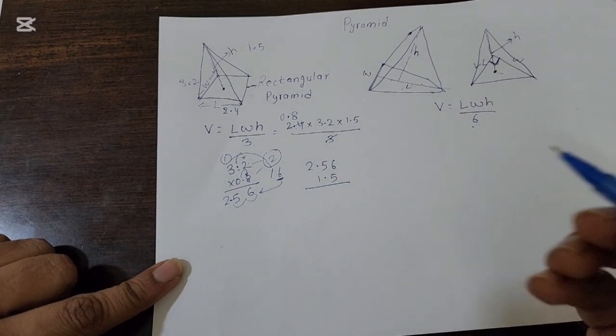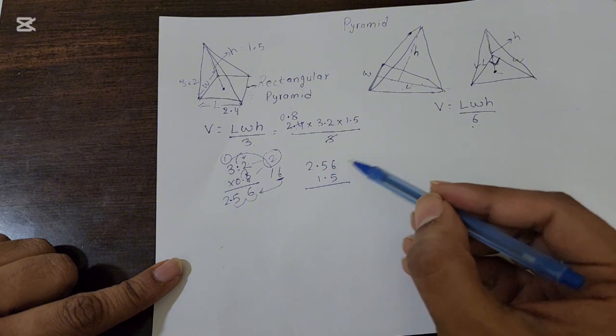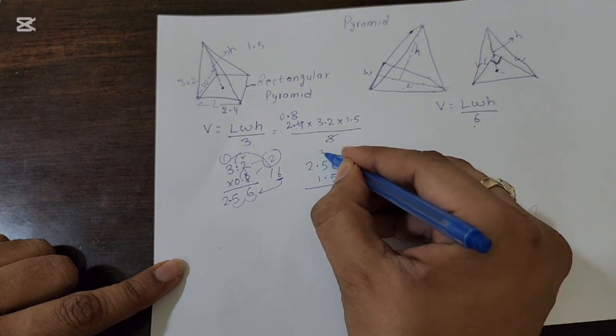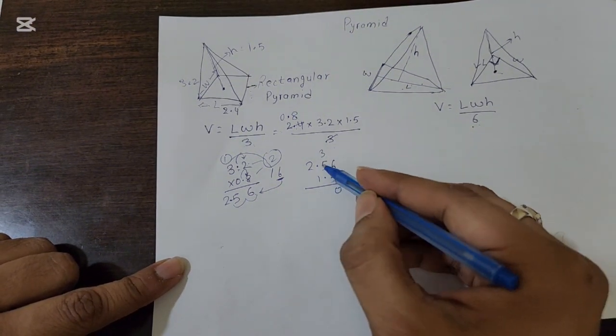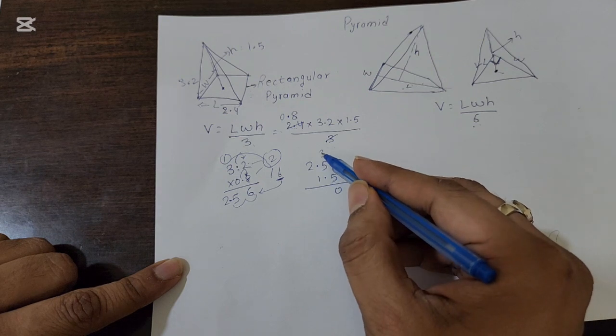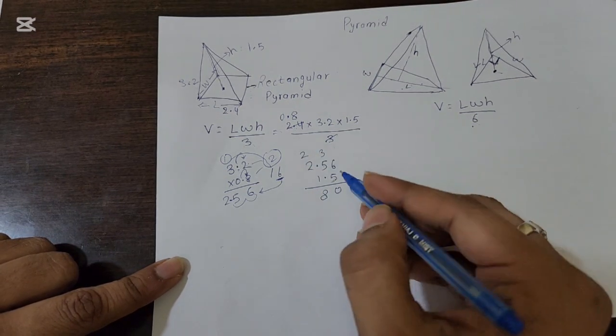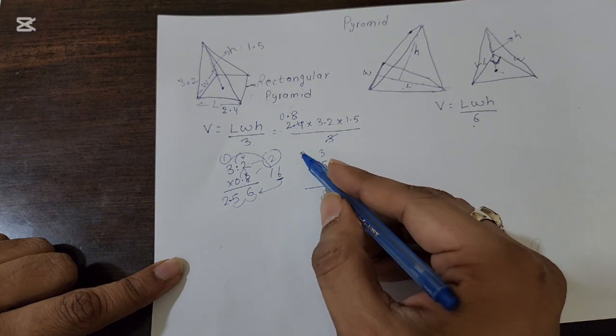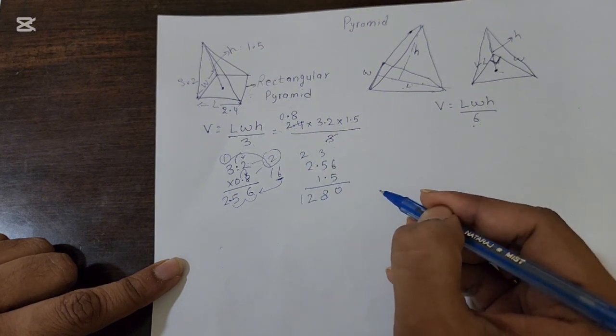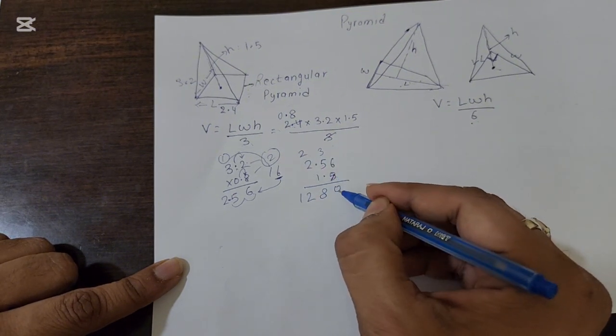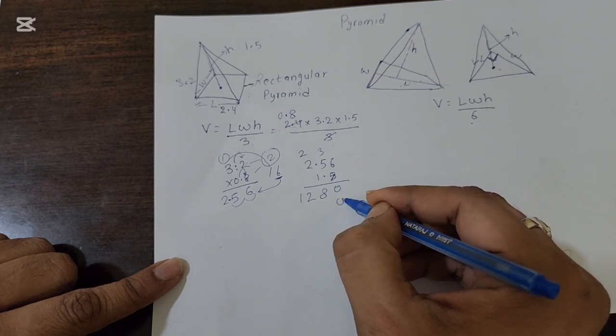Okay, start with the 5. 5 times 6, 30. So 0 here, 3 up. 5 times 5, 25. 25 plus 3, 28. So 8 down, 2 up. 5 times 2, 10. 10 and 2, 12. So 12 here. Now when one number is over, go to the next line and put 1 0.